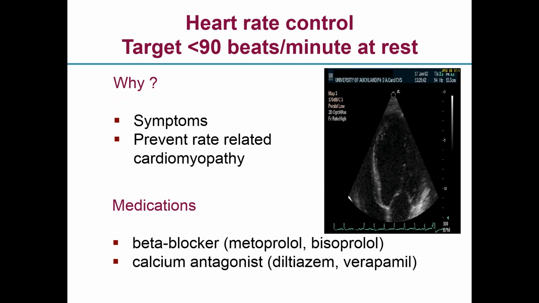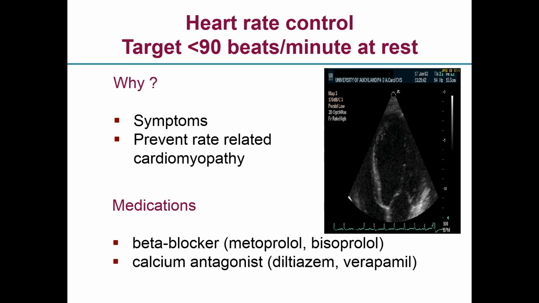Mostly the benefits are particularly when the heart rate's above 110. If the heart rate's above 110, the recommendation is you need to do something to slow it down. Below that, there's not such strong evidence, but usually we say try to get the heart rate below 90. The medications for slowing the heart rate are drugs that slow the conduction through the atrioventricular node, and the most common ones we use are the beta blockers, so metoprolol or bisoprolol, or calcium antagonists. It's really an individual thing as to which one you choose. It depends on the patient and possible side effects and so on.